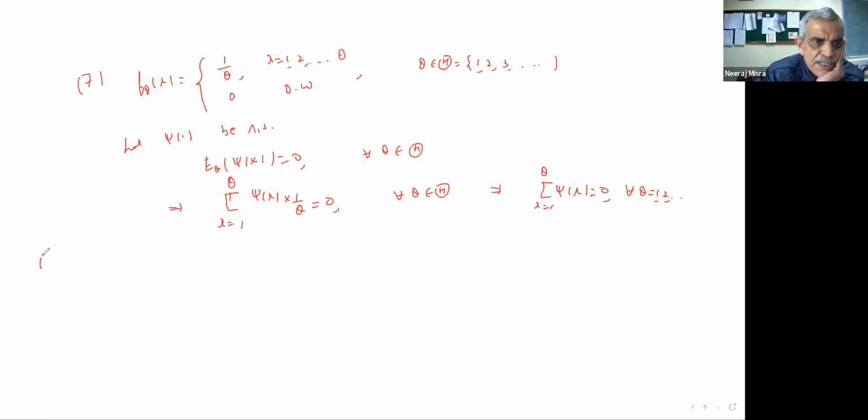So I first put theta equal to 1. What does that give? Because it is true for every theta, it should be true for theta equal to 1 also. So theta equal to 1 gives me the summation over x equal to 1 to 1 of psi(x) is 0. So that means psi(1) is 0. Right? Theta equal to 2: the summation over x equal to 1 to 2 of psi(x) is 0. That means psi(1) plus psi(2) is 0.